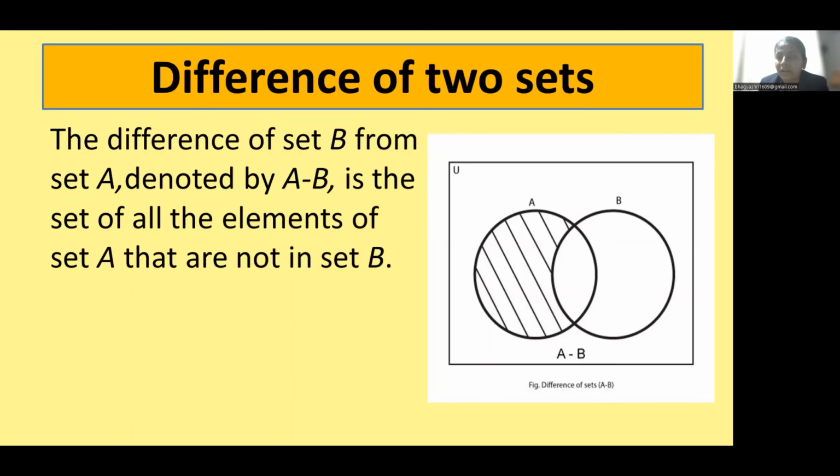The rectangle represents the universal set. Universal set is represented by a rectangle, then sets A and B are represented by circles.